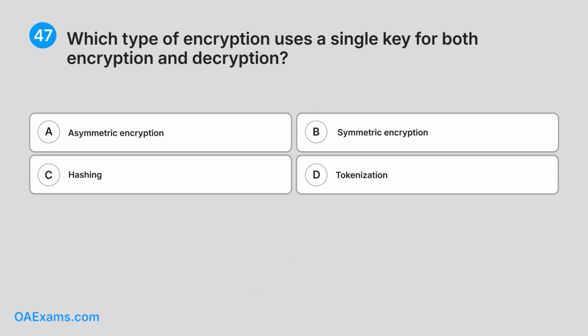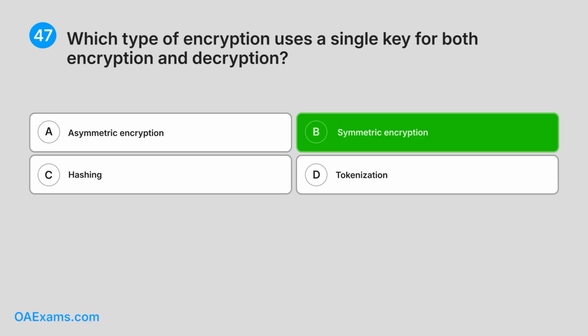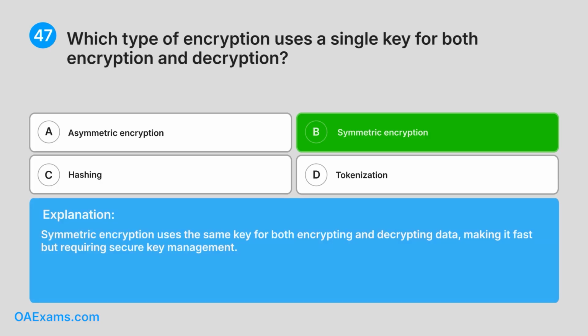Correct answer, B. Symmetric encryption. Explanation. Symmetric encryption uses the same key for both encrypting and decrypting data, making it fast but requiring secure key management.